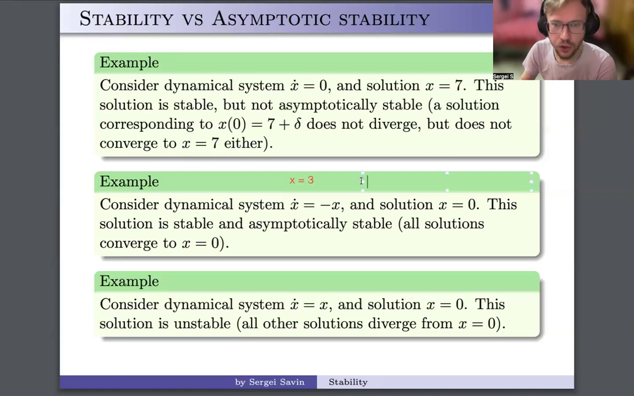Can someone tell me the solution to this differential equation? X dot equals minus x. What does the solution of this equation look like? Please just unmute and talk. I'm sure someone knows, right? Should we solve it? Do you want me to solve it? It's not difficult. Do you want me to solve it on the screen?